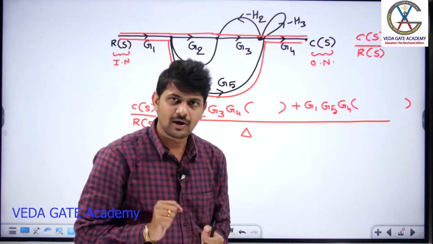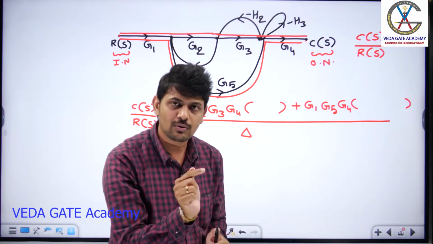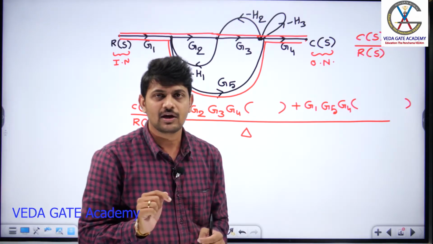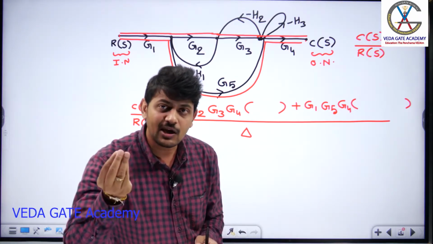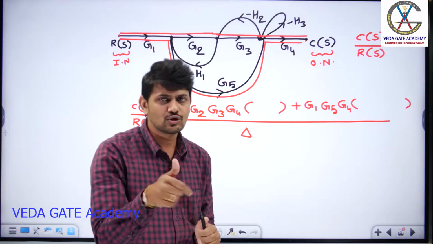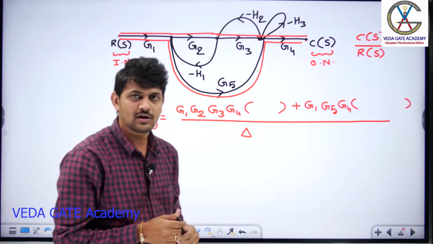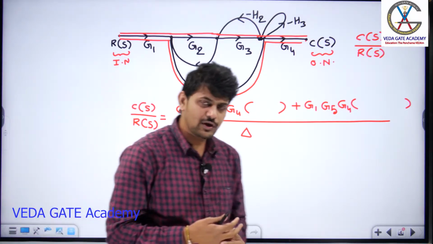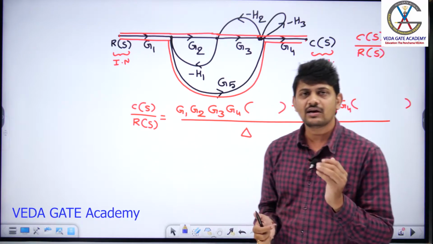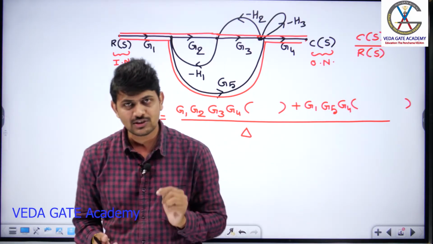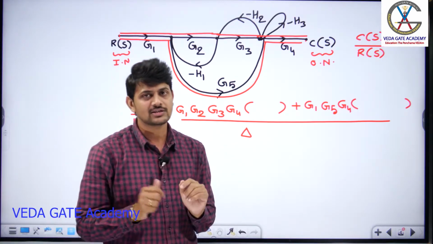A loop is a closed path where the starting and terminating node must be the same, such that the remaining nodes you have to touch only once, and there should be unidirectional flow of signal. Again, I am repeating: a loop is a closed path where the starting and terminating node must be the same, such that the remaining nodes you touch only once, and there should be unidirectional flow of signal.